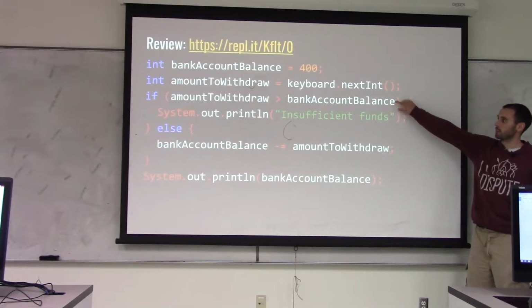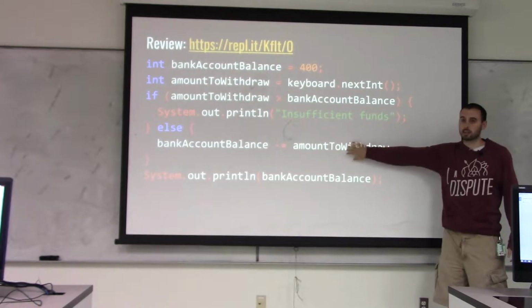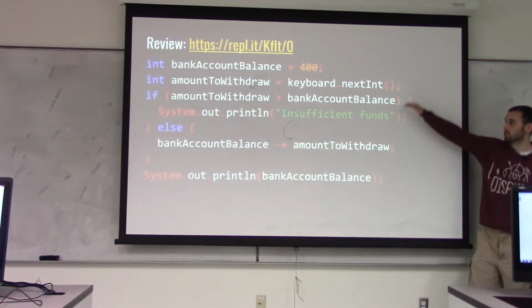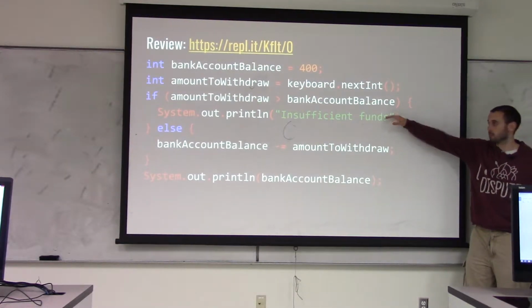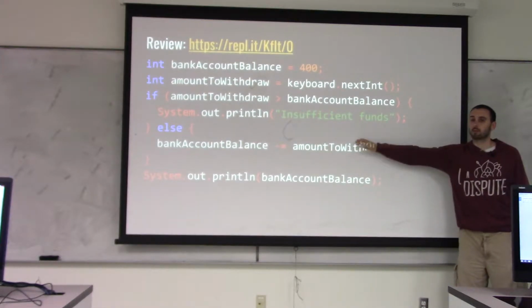So remember that if this condition is true, then we run what's here. If it's false, we skip what's here and we go to the else, and we run what's in the else instead. So if it's true, I print insufficient funds, and then I skip the else case. If it's false, I skip the regular case and I go to the else and I run what's down there.